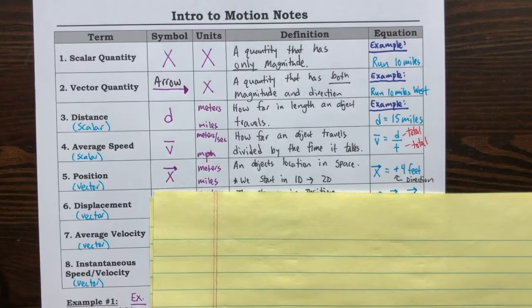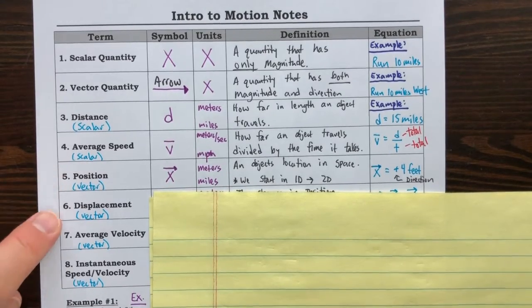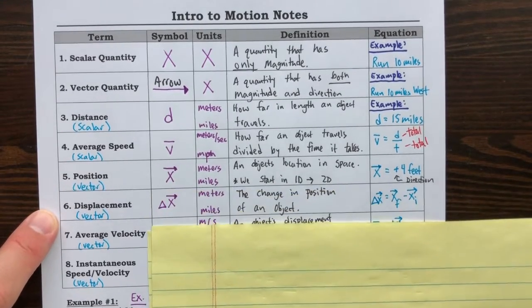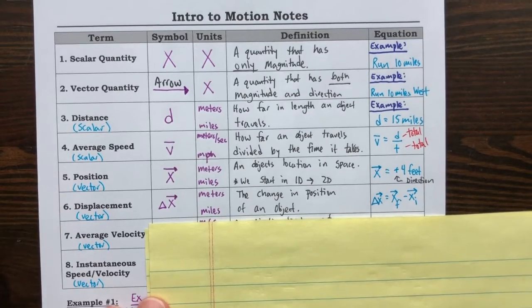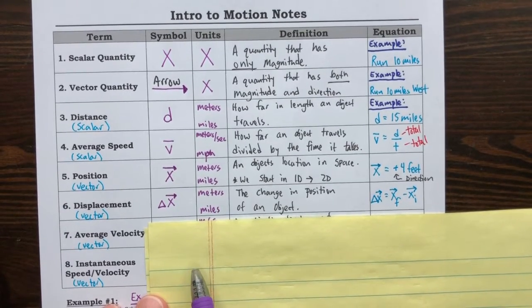All right, and then we go into 6. So we had number 5 is position. Now we go into something called displacement, which is again a vector. And this one looks a little more confusing, but with some examples, you'll see it's not too bad. So we have X, so it's position from before. And then we have a Greek letter, and this is a delta. And I'm just going to make a note of this here.